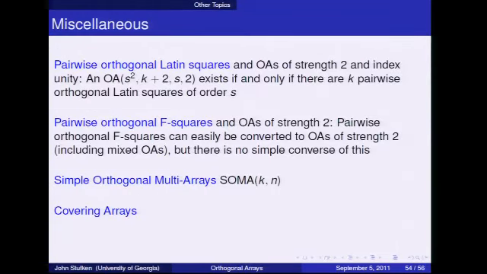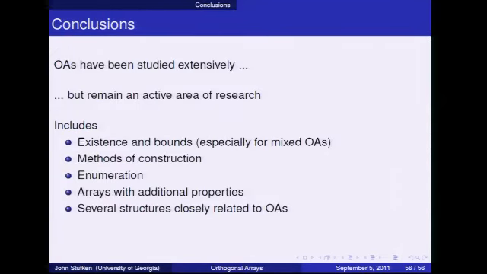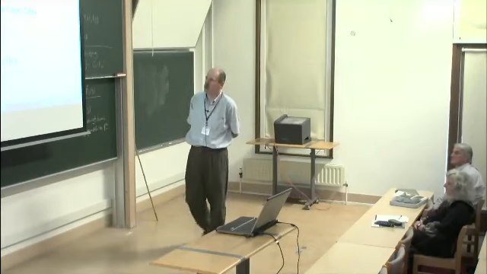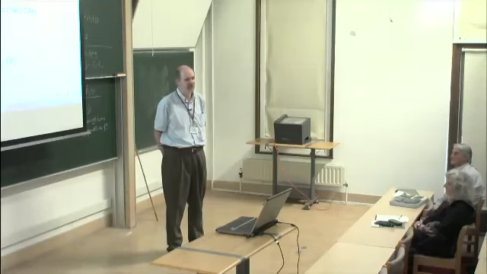There are some things that I haven't spoken about at all. And the conclusions then, very simple conclusion. OAs have been studied extensively, but they remain an active area of research. And I think even though I have gone very quickly over a lot of my slides, I hope still that I have been able to convince you a little bit that there's a lot of work still to be done on orthogonal arrays: existence and bounds, methods of construction, enumeration, arrays with additional properties, and several structures closely related to orthogonal arrays. And I think it's time for wine.